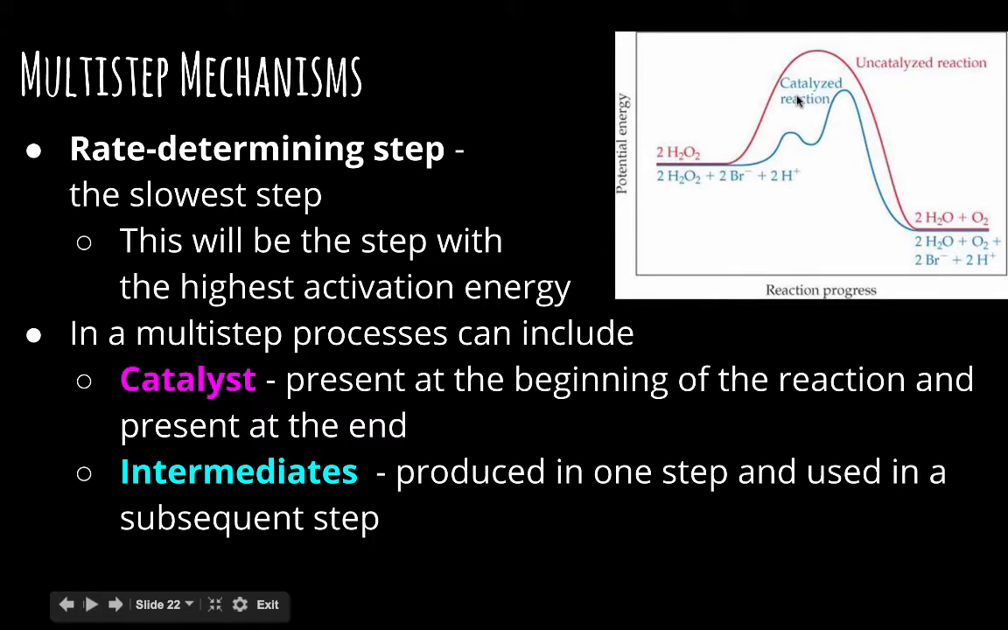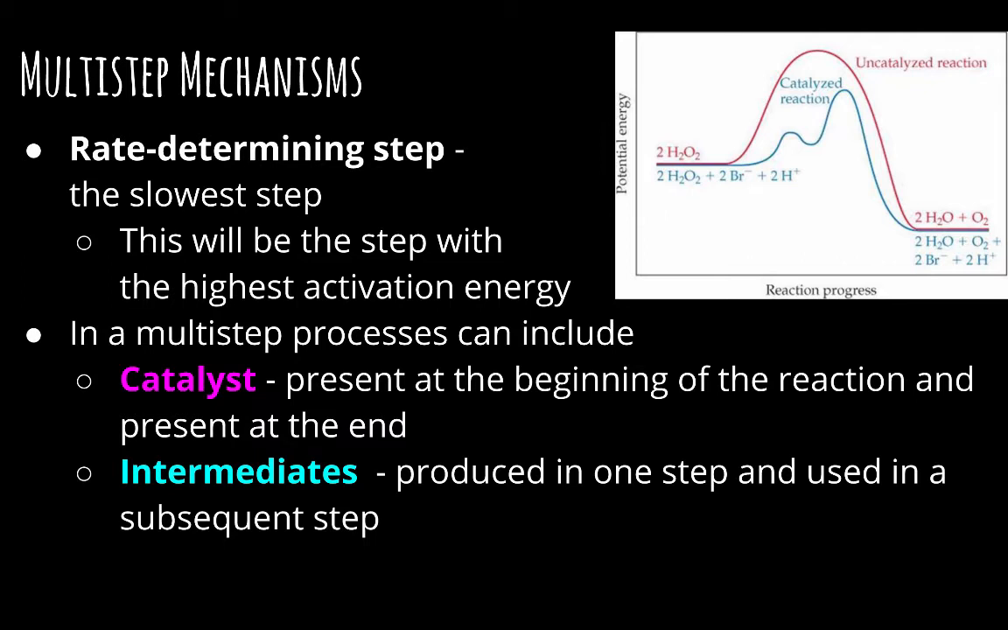The other thing that you can see when you have a multi-step process is something called, you can actually see the catalyst, and you can also see things called intermediates. So a catalyst is something that's present at the beginning of the reaction, and then it shows up again at the end, unchanged. So it takes part in the reaction, but it's not included in the overall reaction because it's not a reactant or a product after the reaction has taken place. An intermediate is something that's made in one step and then used up in a subsequent step.